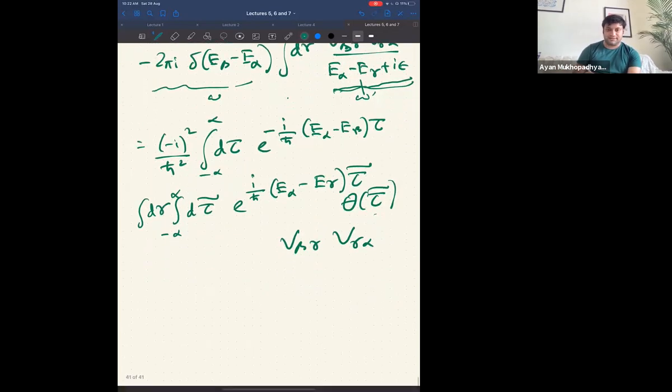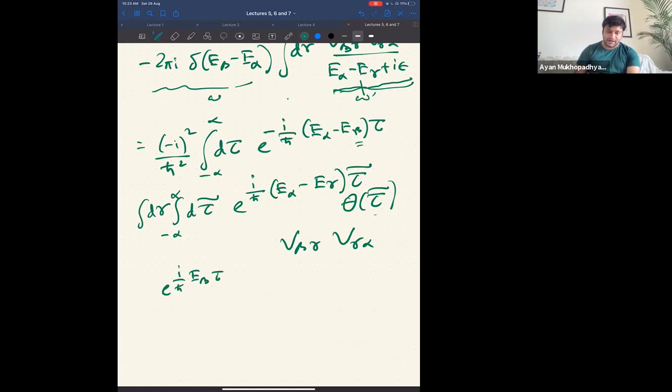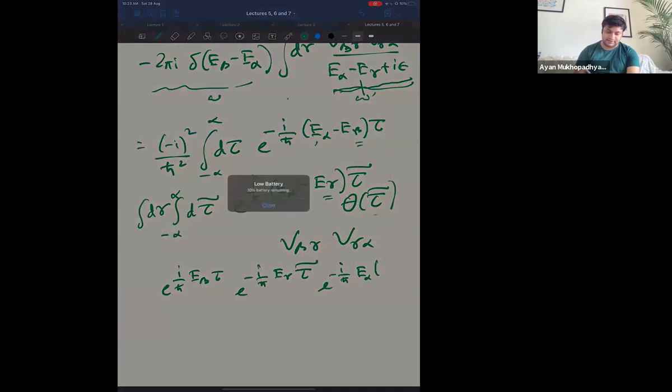So now let us do a change in variables or try to see how it works out. If I rewrite this, you see the integrand essentially has this E beta here. So this I can write as e to the power i by h bar E beta tau. And what is the prefactor of E gamma? E gamma is only here. So this is e to the power minus i by h bar E gamma tau tilde. And E alpha appears twice, here and here. And this factor is e to the power minus i by h bar E alpha, tau minus tau tilde.